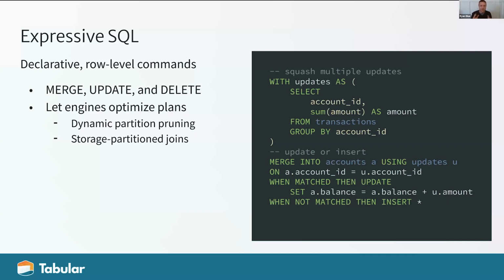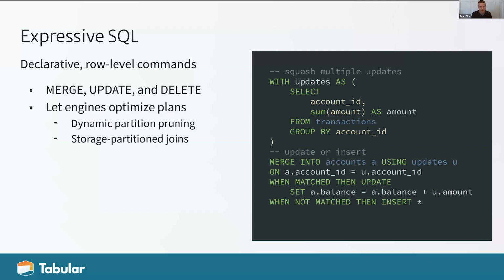So what merge allows us to do is to use techniques like dynamic pruning or storage partition joins, or all sorts of other things that are supported by the table format itself that you don't have to care about. You just go and say, you know what, when there's a change, update the corresponding row like this. If there's a corresponding row, increase this count. And if there's not a corresponding row, insert it, something like that.